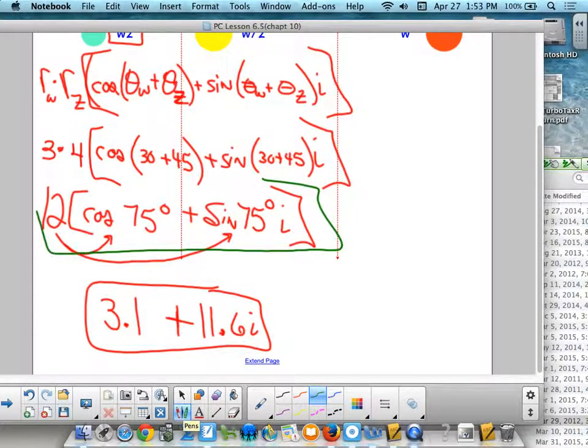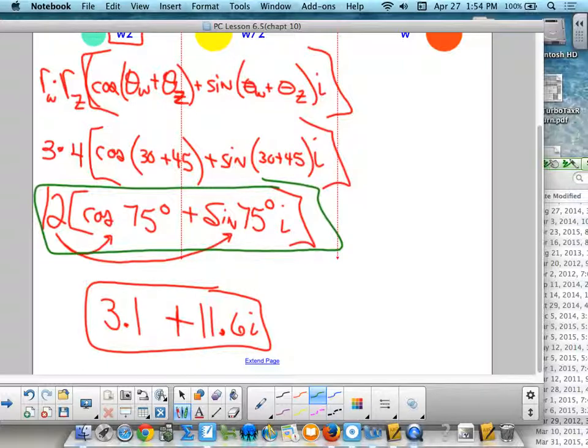Look at this answer. Now look at that one. What's different? This one's rectangular. This one's polar. Rectangular, polar. What do they want you to do? They never said. They just said multiply the two polars. They never said change it back to rectangular. If they said it, I'd do it. But they didn't say it. So I left it like this.